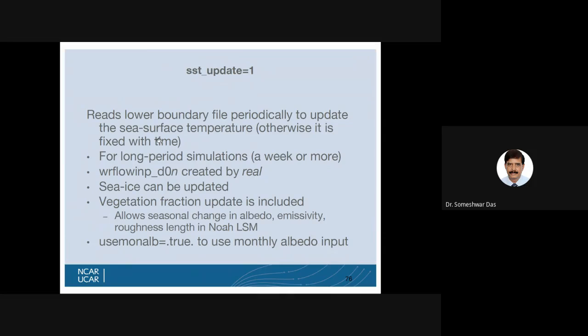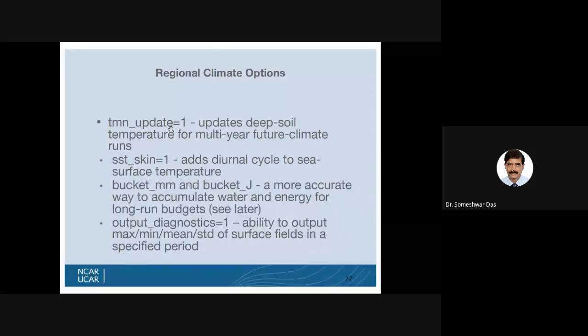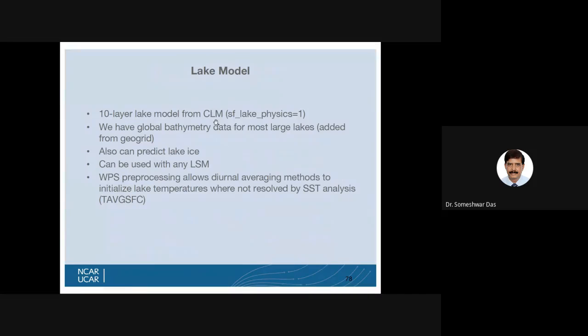Regional climate option: if you are going to make a climate scale simulation, then these different options are available, and you can read this slide later on yourself. Self-explanatory. Lake model: if your domain is so big that it has a lake within your domain, then you can compute the effect of the lake by specifying certain options like sf_lake_physics 1. If you specify that, it will compute the effect of the lake which may be available in your region or in your domain. I'm going to skip these things.